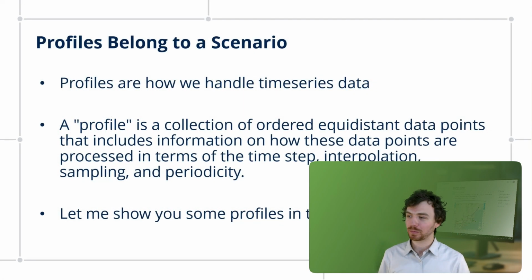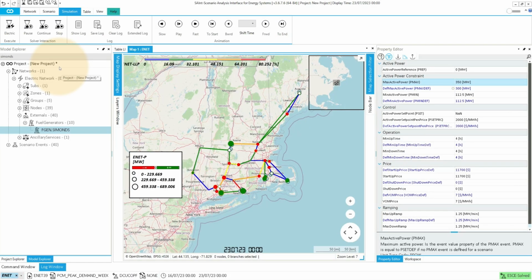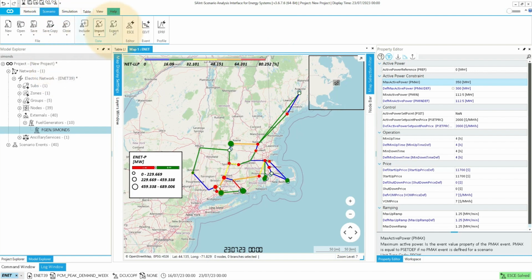So just as events belong to a scenario, profiles also belong to a scenario. Profiles are how Synced handles time series data. Specifically defined, a profile is a collection of ordered equidistant data points that includes information on how these data points are processed in terms of their time step, the interpolation between the points, sampling, and periodicity. Let me show you the profiles in the Synced graphical user interface. With a network and scenario open, I can go up to the Scenario tab and click on the Profile button.